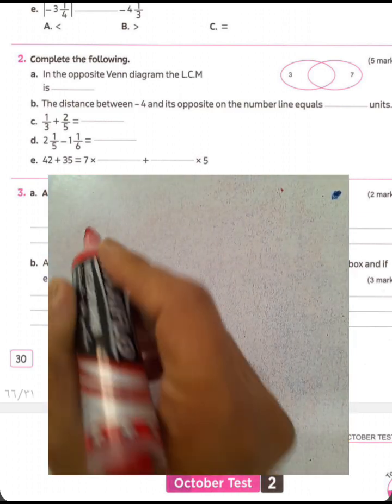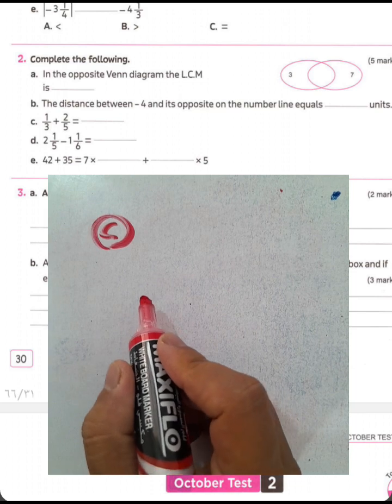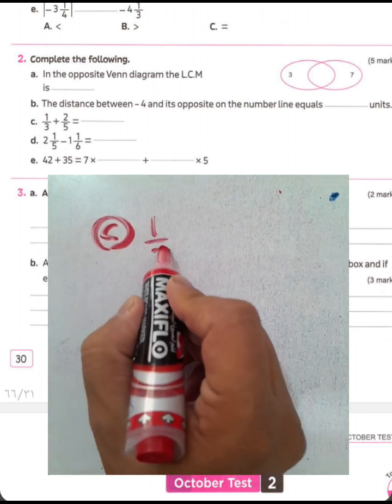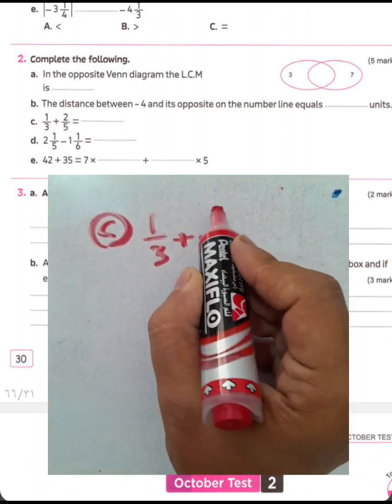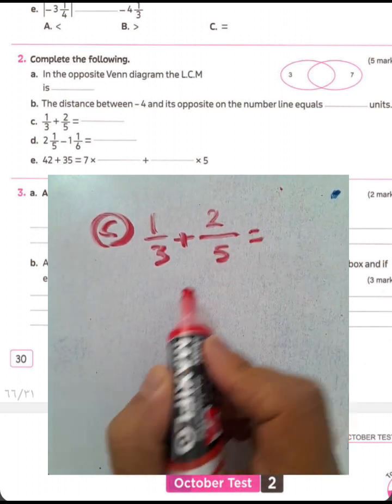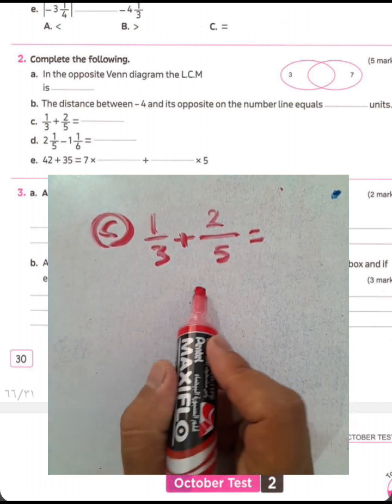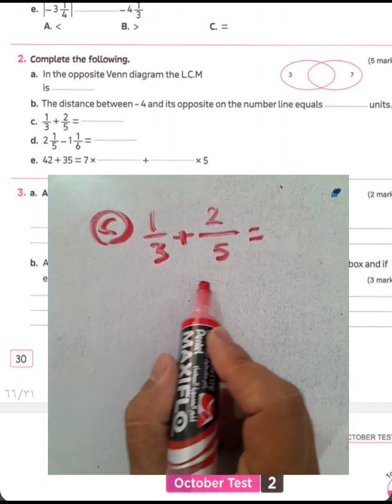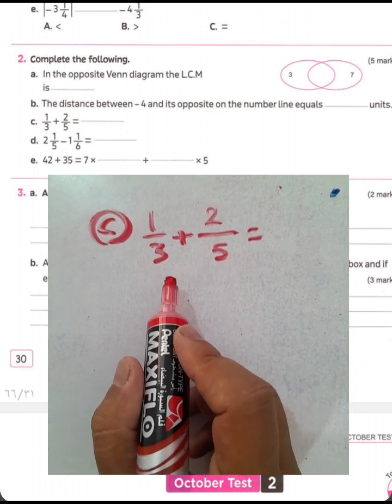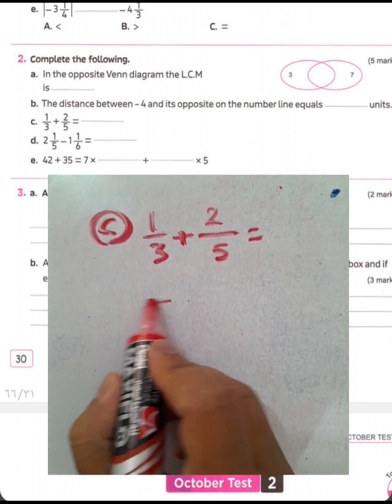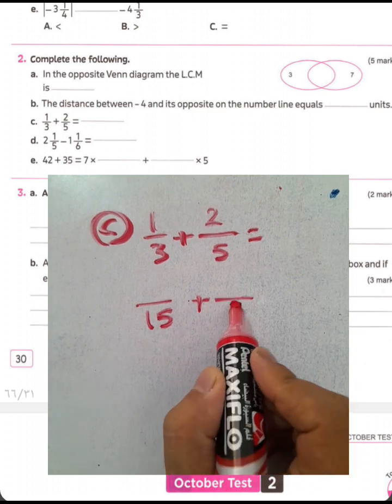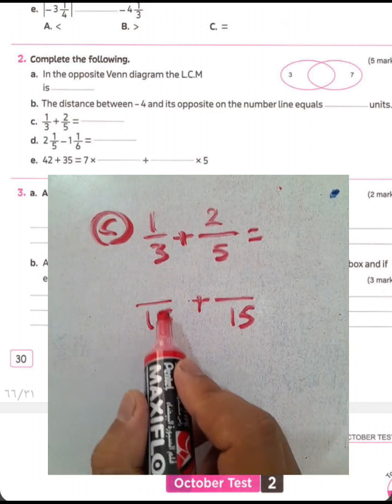Which is letter C? 1 over 3 plus 2 over 5. You can find the least common multiple between the two denominators, 3 and 5. The least common multiple between them will be 15. Then you can write 15 in the denominator here. 3 times 5 equals 15.